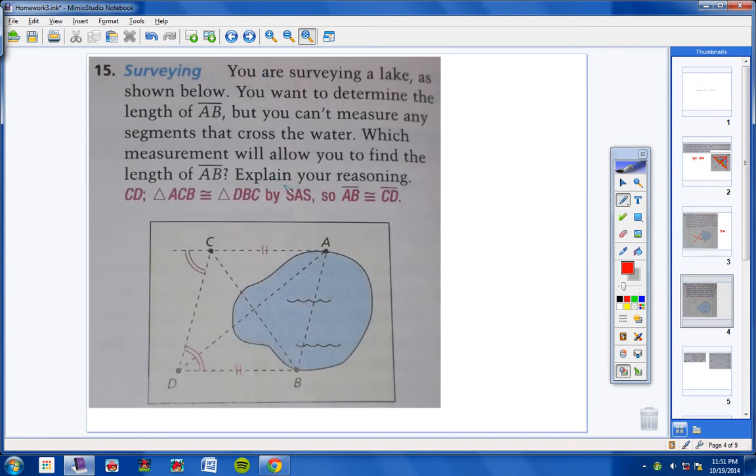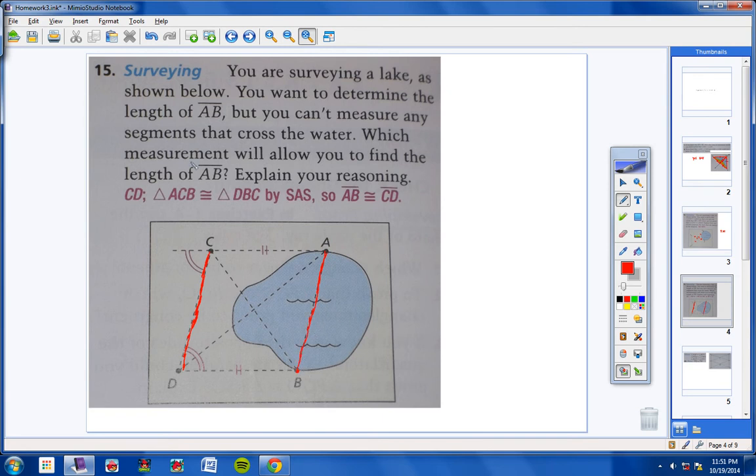Now you are surveying a lake, and as shown below, you want to determine the length of AB. Okay, you want to find this length. However, here's the problem. You can't measure any segments that cross the water. So which measurement will allow you to find the length of AB? Well, that's pretty obvious, okay? We know that this length here theoretically would be the same as this length here, okay?